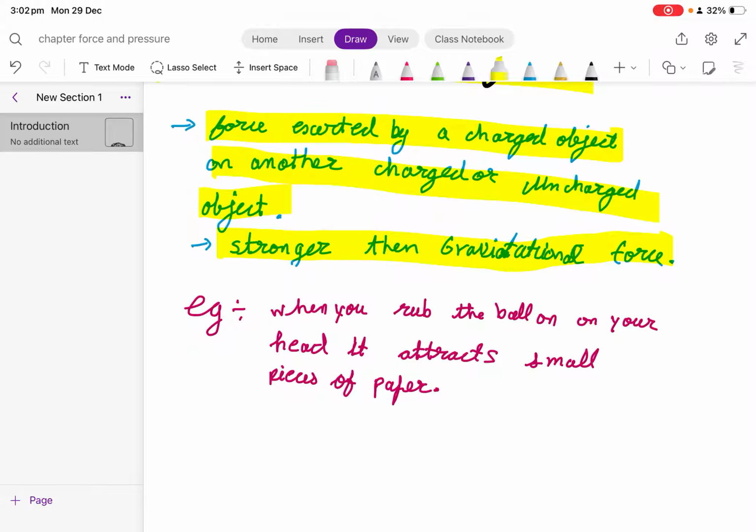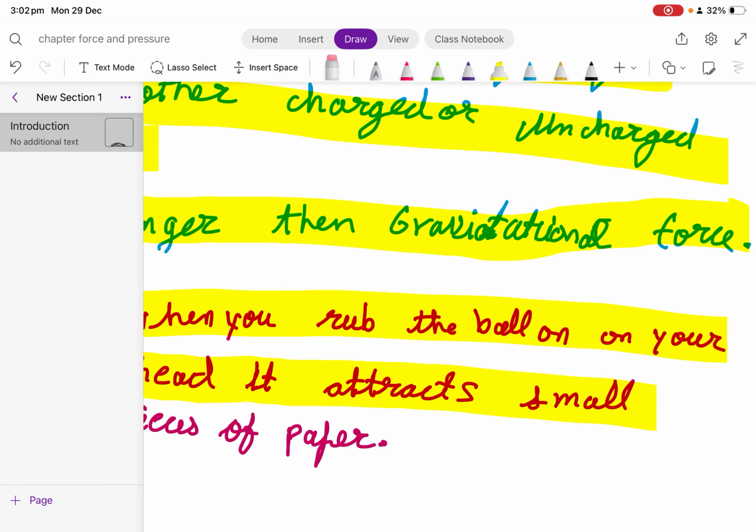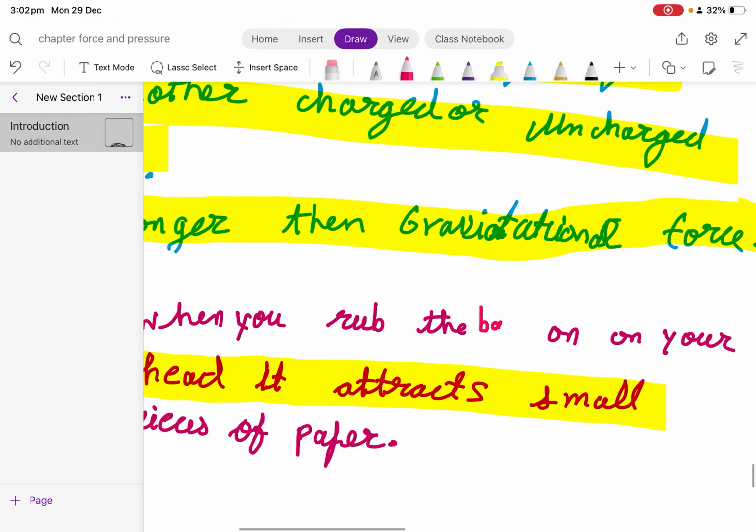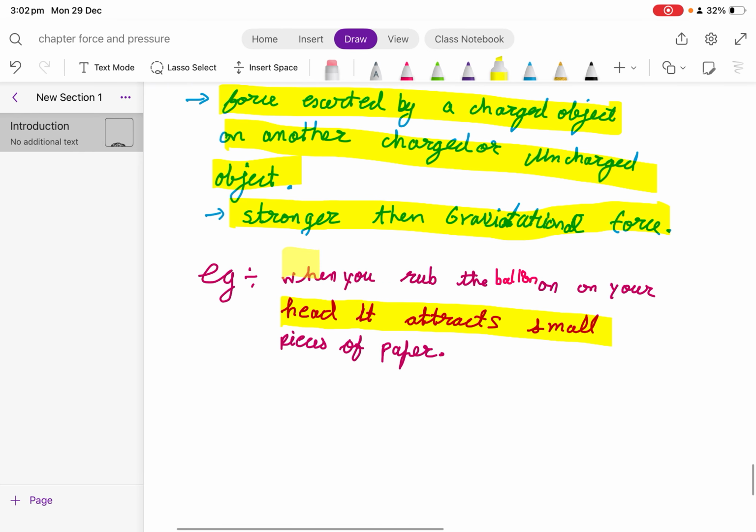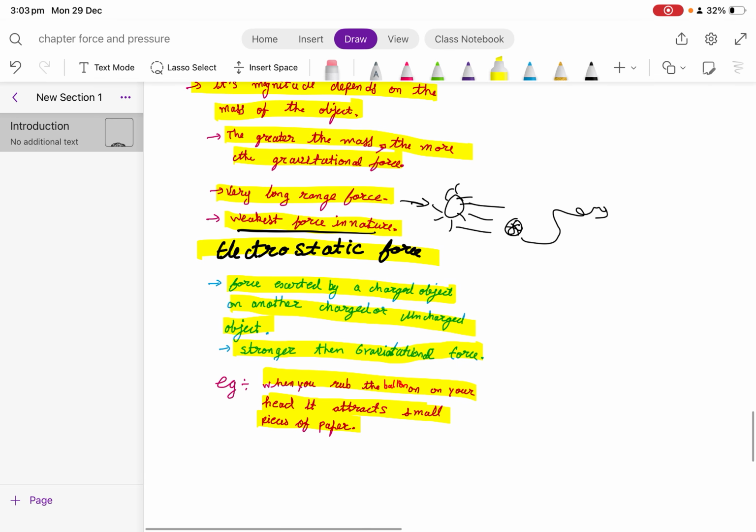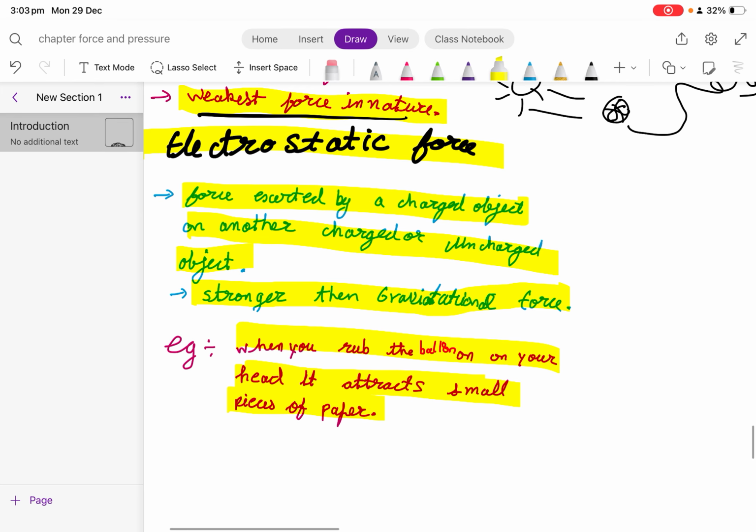Now the examples. When you rub the ball on your head. No, not the ball, I have written it wrong here. It is the balloon. When you rub the balloon on your head or on your hair, it attracts small pieces of paper. If you didn't know this before, try this at home or take a comb and rub it on your head. Then also it will attract.